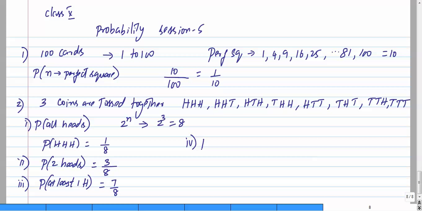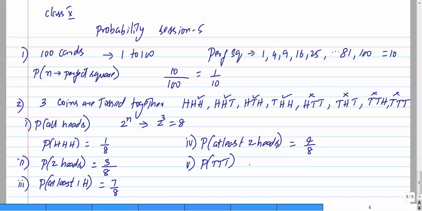Now what is the probability of getting, mark my word, at least 2 heads? There are cases with 2 heads and with 3 heads, but at least 2 heads. So 1, 2, 3, 4. So it is 4 upon 8. Are we getting it? Similarly, the probability of getting all tails is just one option, 1 upon 8.